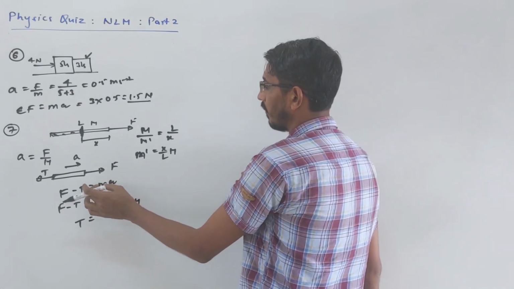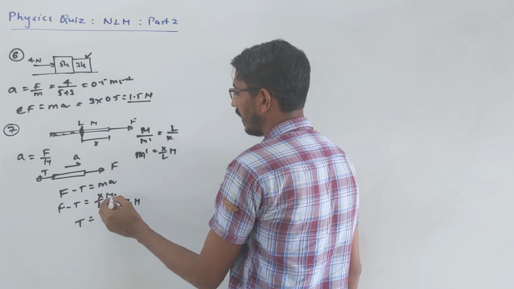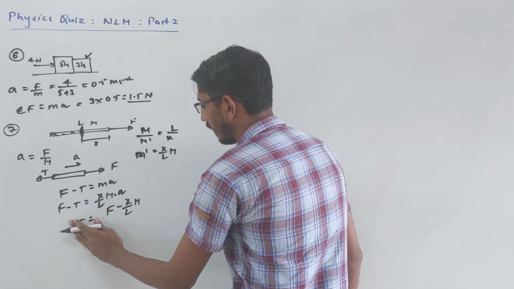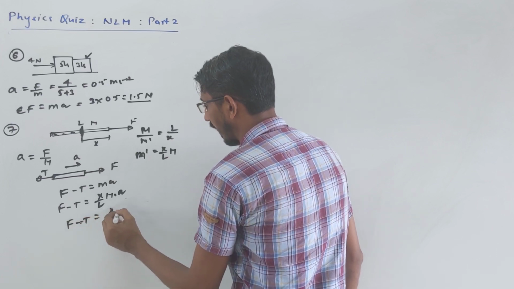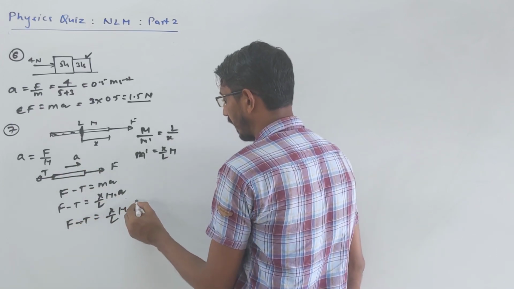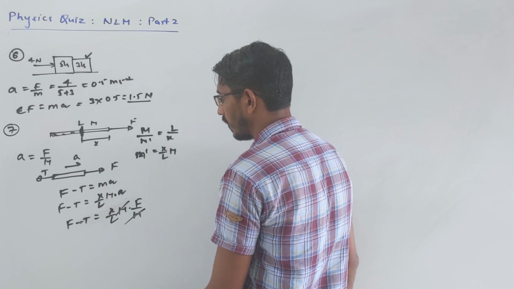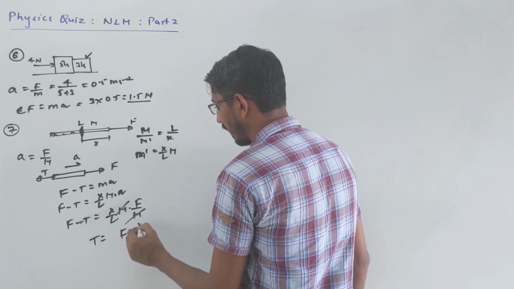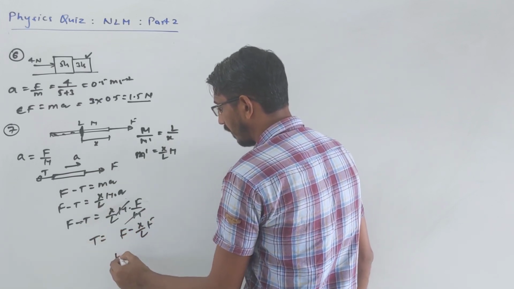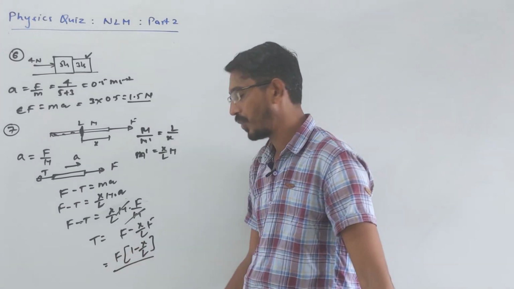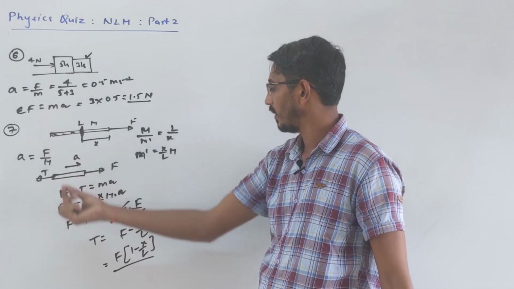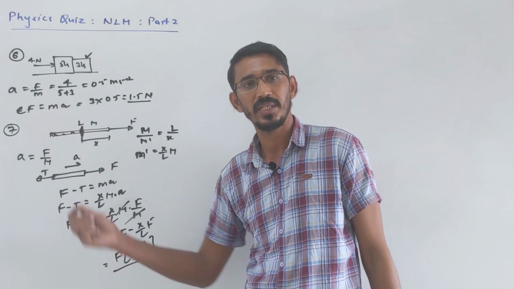I forgot one thing here. I wrote mass here, then I should write acceleration A here. Okay, one second, let me correct this. F minus T equals X by L M, and acceleration is what? F by M, M gets cancelled. So tension will be equal to F minus X by L into F, you take F common, F into 1 minus X by L. So this is the general formula, I also told you during theory, that if a rod is given, you can use this formula directly to find the tension at any point.